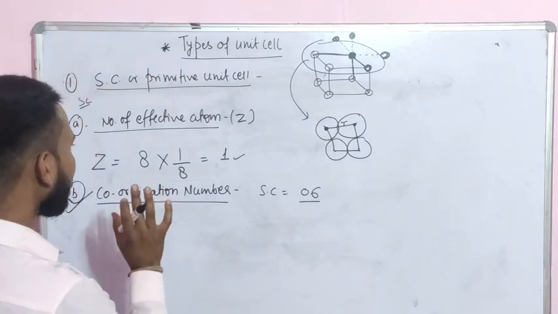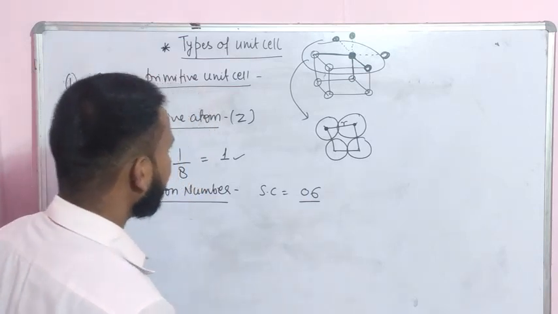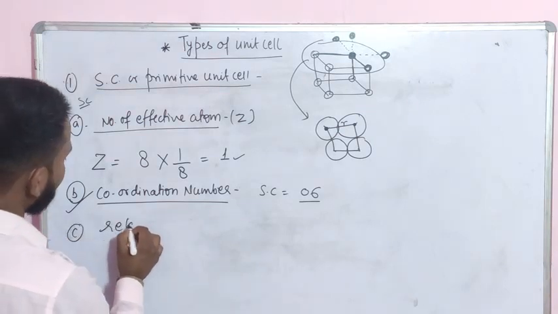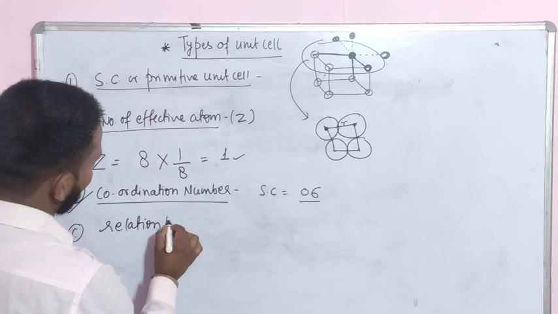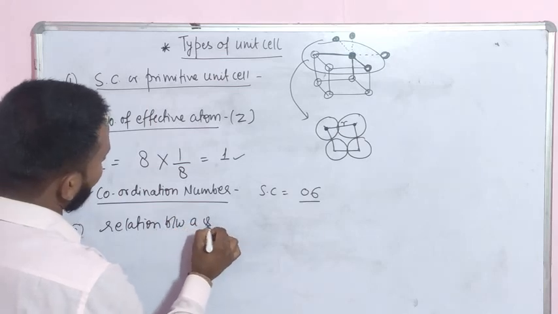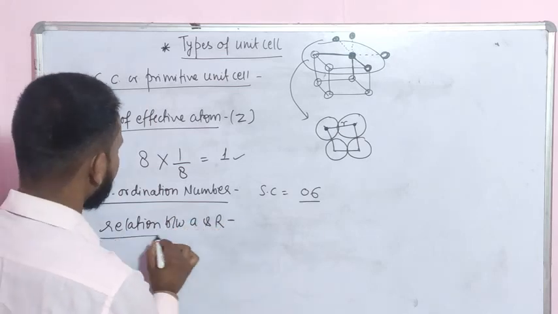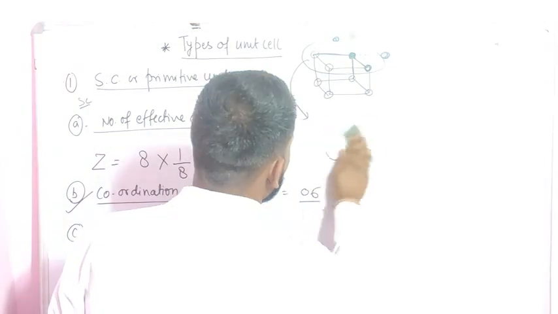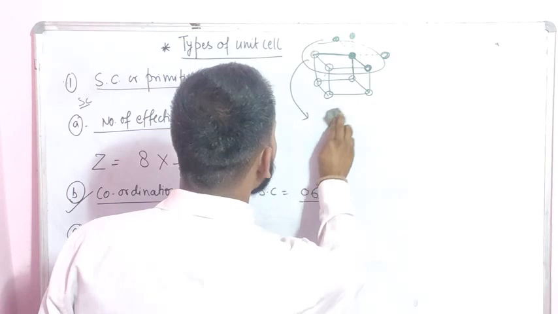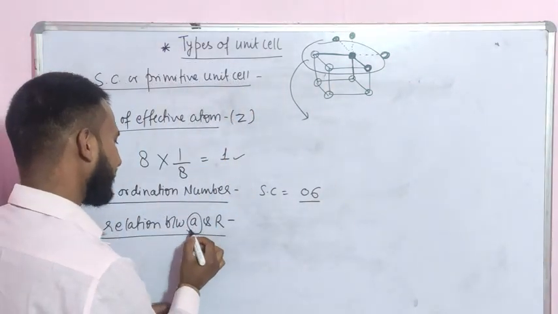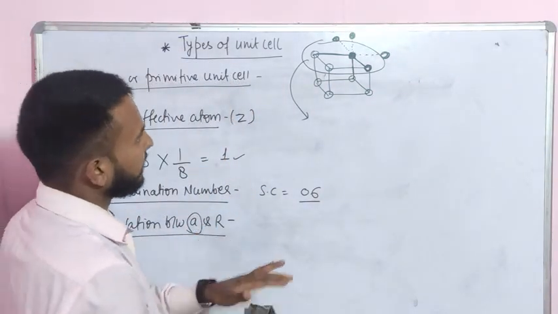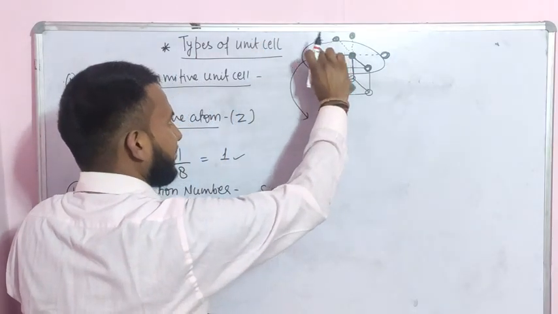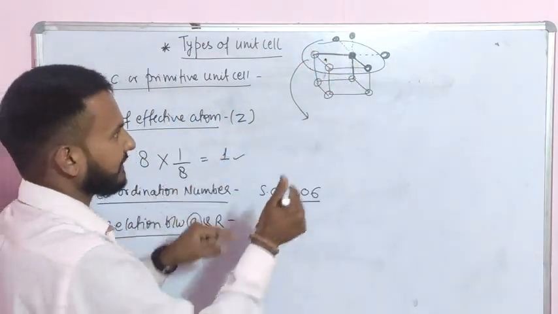Now, the most important point which we have to discuss is the relation between a and r. First of all, you have to understand what a is. Actually, a is the edge length. This is the cube, so this length is known as its edge length. The edge of the cube is the edge length.